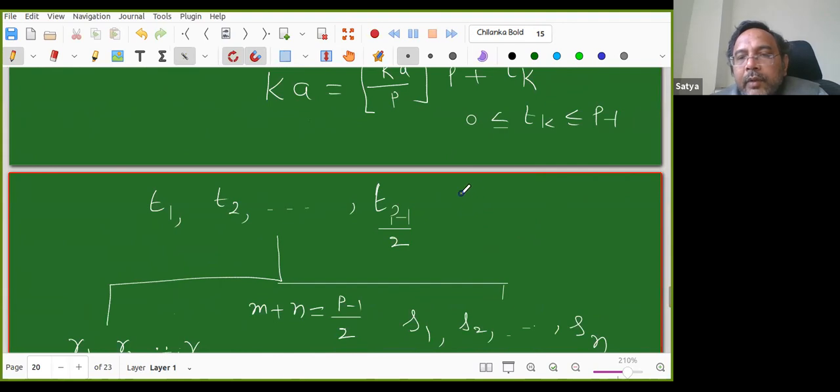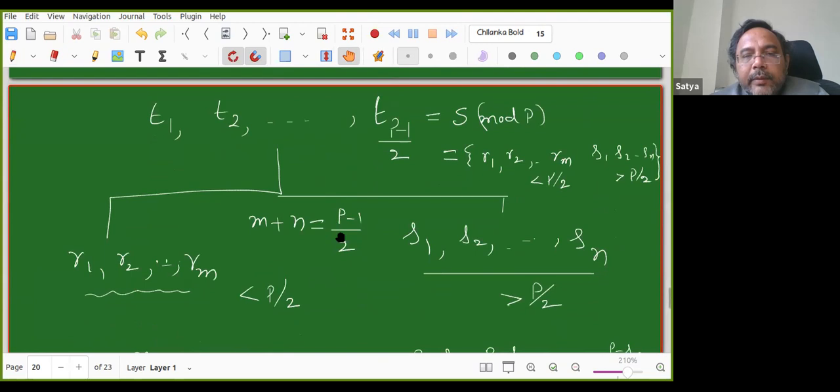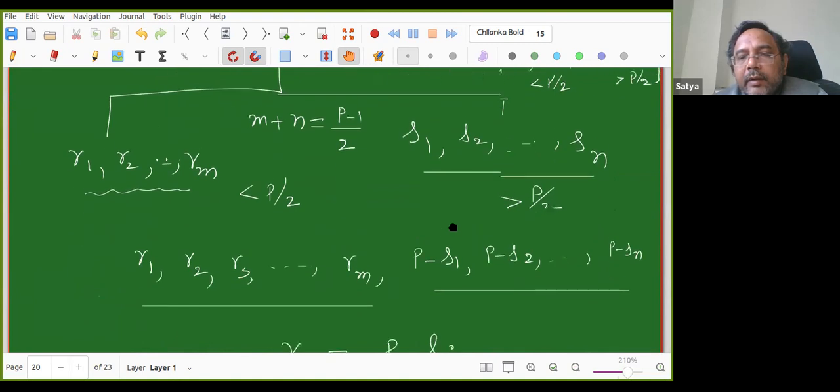S modulo P. This is the set, but this set I am writing as R1, R2 up to Rm. These are the remainders less than P/2. S1, S2 up to Sn are the remainders greater than P/2. So m plus n becomes (P minus 1)/2. These R1, R2, Rm are less than P/2, and S1, S2, Sn are greater than P/2.